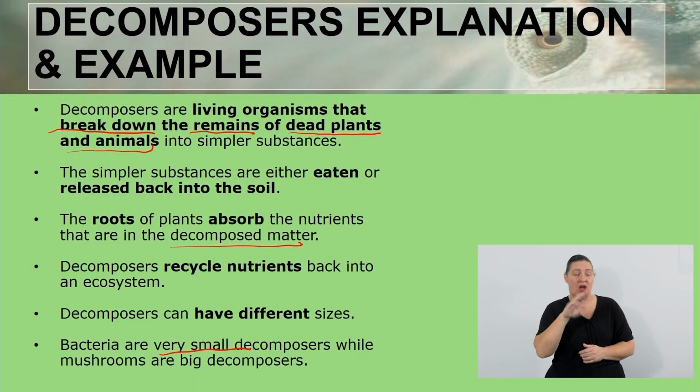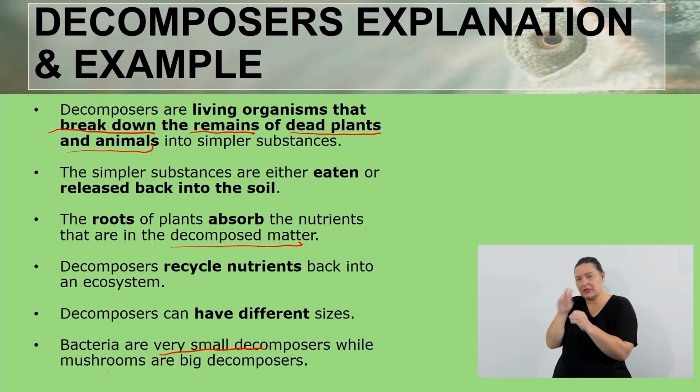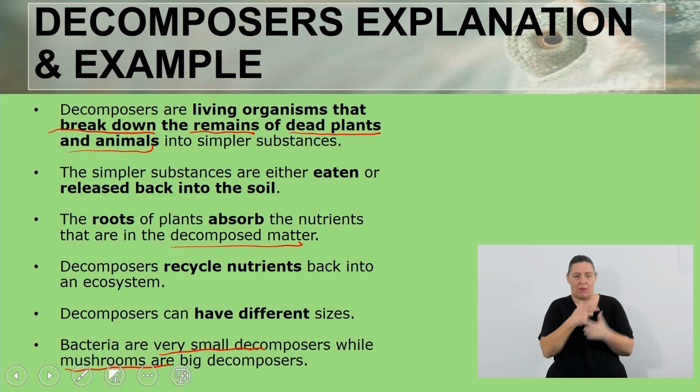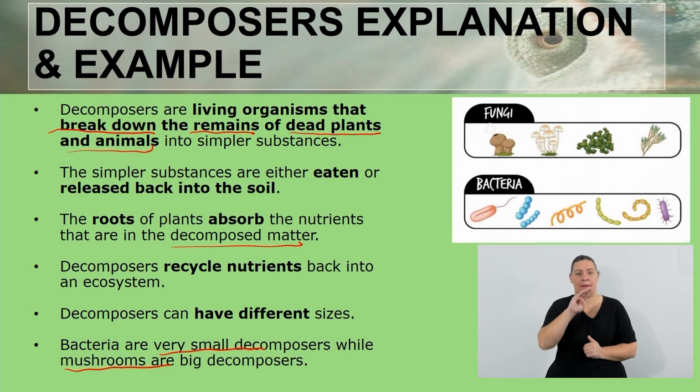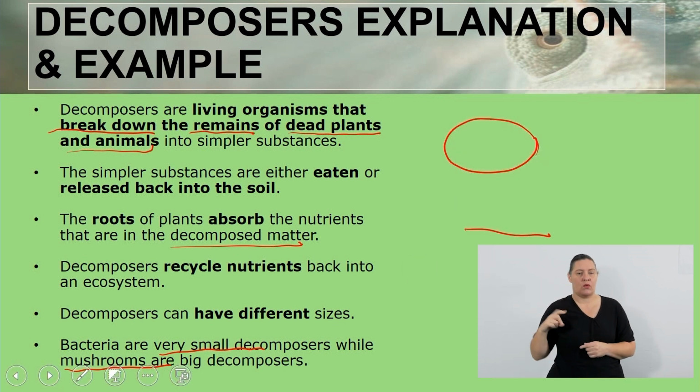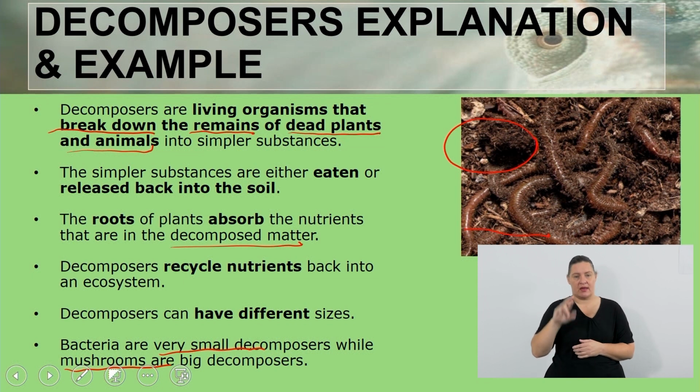So that means we have big decomposers that we can see with our naked eyes, and we also have decomposers that we cannot see with our naked eyes. So bacteria are very small decomposers, while we have mushrooms, which are bigger decomposers. So here's a picture that shows us bacteria, and also mushrooms. So mushrooms are the more common ones that we come across every day. And we also have bacteria, which you cannot see with your naked eyes. We also have worms, which are also decomposers, and you can see with your eyes. So those are decomposers, and they are also part of consumers.